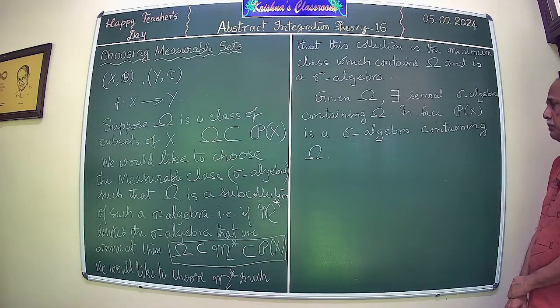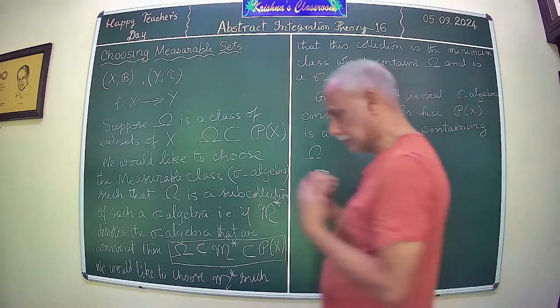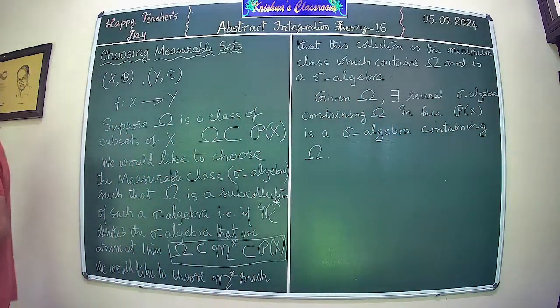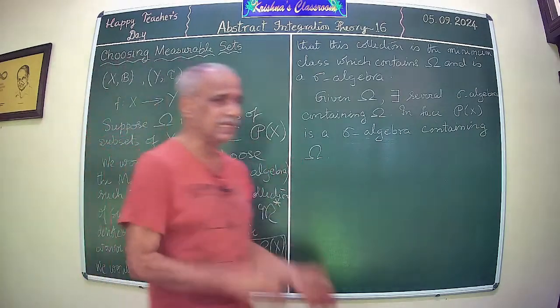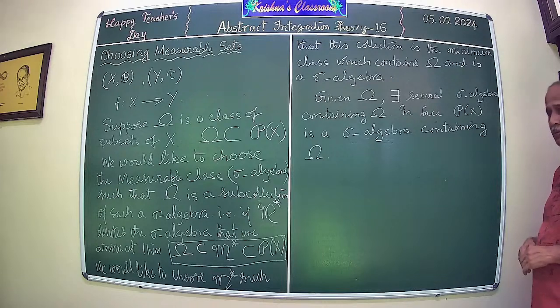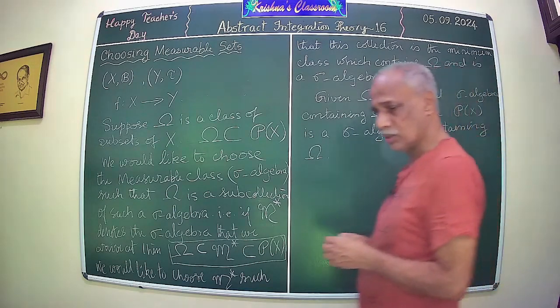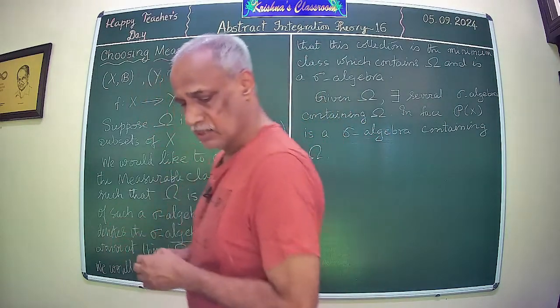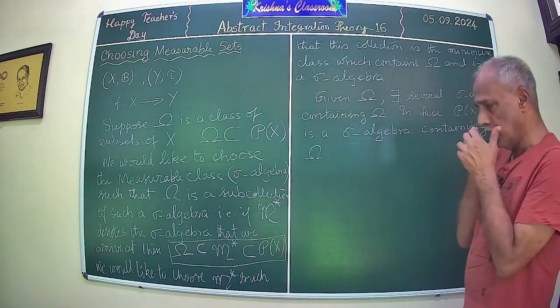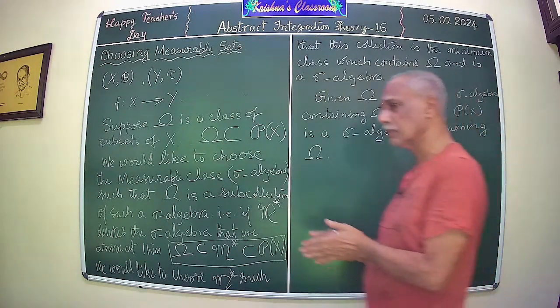So you are assured that there is at least one sigma algebra which satisfies our criteria. Now we want an optimal one. So how do we choose? We choose the minimal class in some way, having this property. So how do we make the choice? What we do is we look at all the sigma algebras which contain omega.